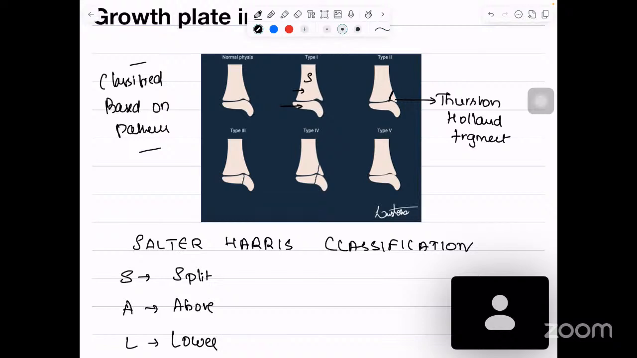Okay, next, third type. There won't be any fracture in the metaphysis or the diaphysis, but there will be a fracture in the epiphysis. Okay, so this is known as type 3, that is lower. This is above. Okay.